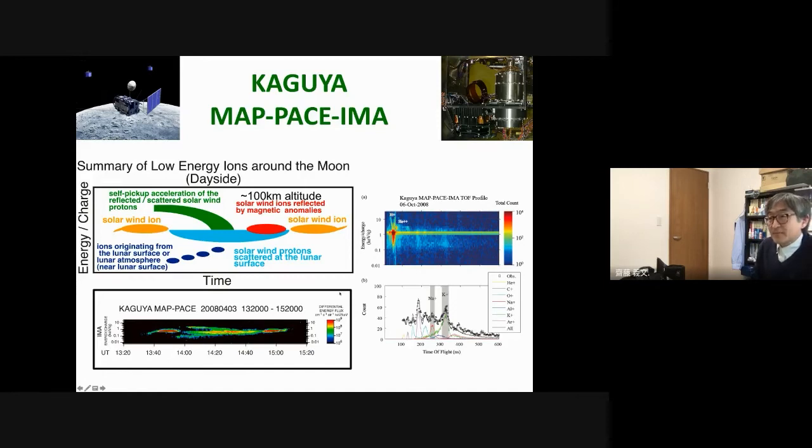Because this is a mass spectrometer, we also have the mass spectrum like this. The horizontal axis is time of flight, which corresponds to the mass of the ions, and the vertical axis is the count. We can see that we have potassium and sodium peaks. This is the first data obtained at 100 kilometers around the moon.